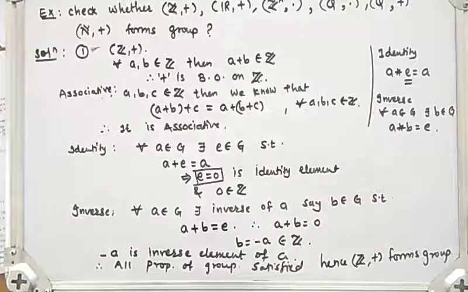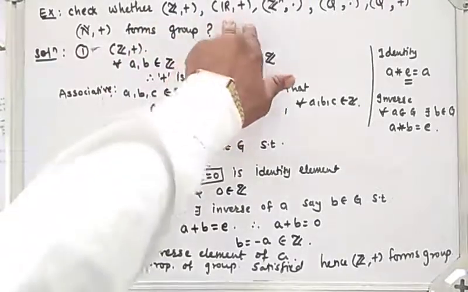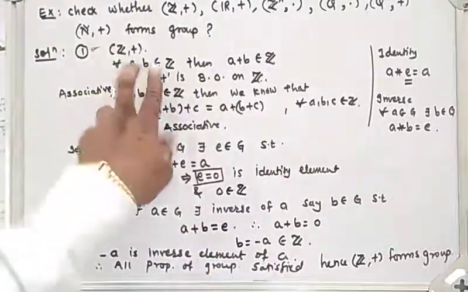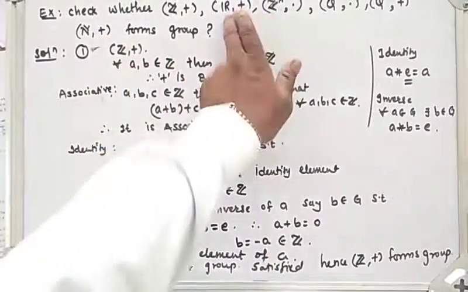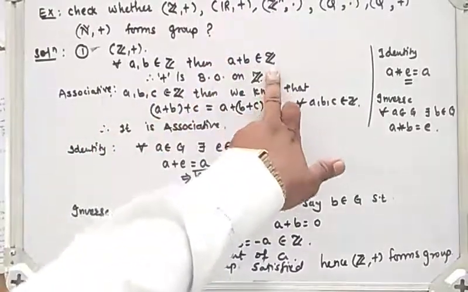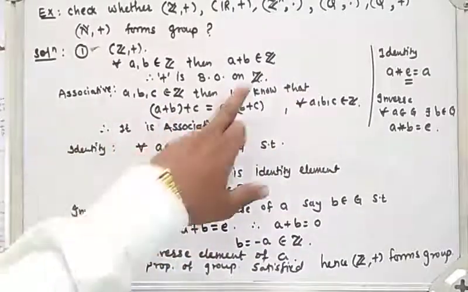Now, in a similar manner, we check whether the real numbers under addition form a group. If I take any two elements from the real numbers, where the operation is addition, then their sum is again a real number, right? So addition is closed under the binary operation on R.